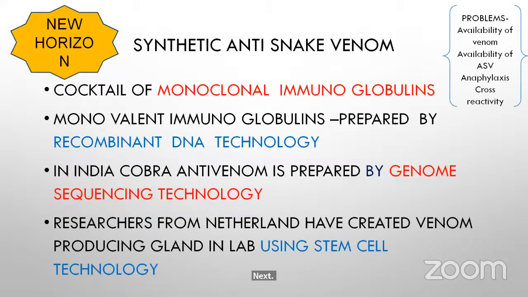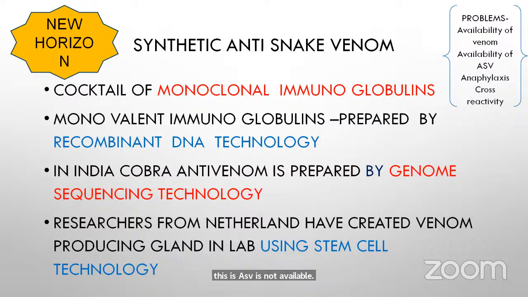But what is the new horizon in snake bite? The first important problem is the availability of ASV. Many places face this problem where a snake bite patient comes. We always keep some stock, but many times the ASV is not available. So the problem is the availability of ASV.